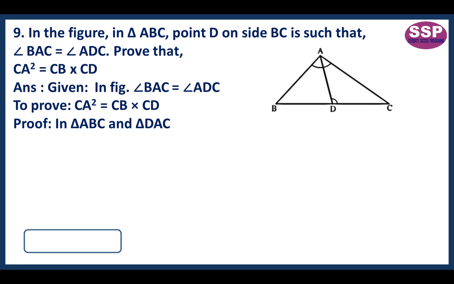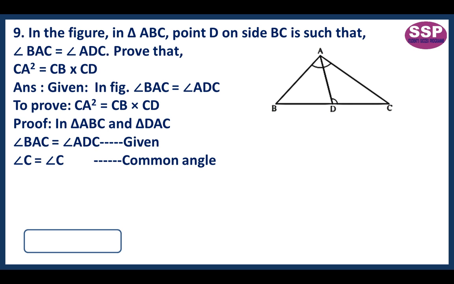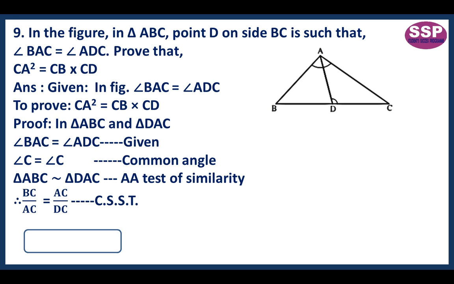Write in proof. In triangle ABC and triangle DAC, angle BAC equals angle ADC, that is given. Angle C equals angle C, that is a common angle. Therefore, triangle ABC is similar to triangle DAC by AA test. Therefore, as corresponding sides of similar triangles are in proportion, BC upon AC is equal to AC upon DC. After cross multiplication, we get AC square is equal to BC into DC.